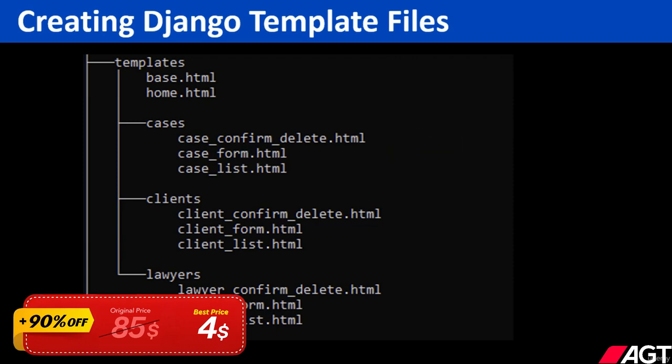I'm also going to create a directory in the templates directory called clients, and then I'm going to add these 3 HTML files, which I've already defined in my Django views. I'm going to do the same with a directory I'm going to create called lawyers, and I'm going to add these 3 files, which I also have defined in my Django views.